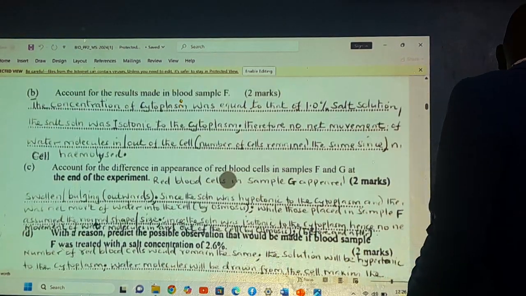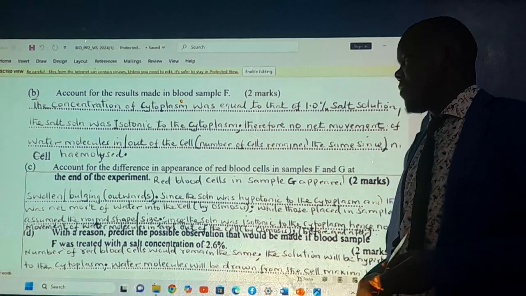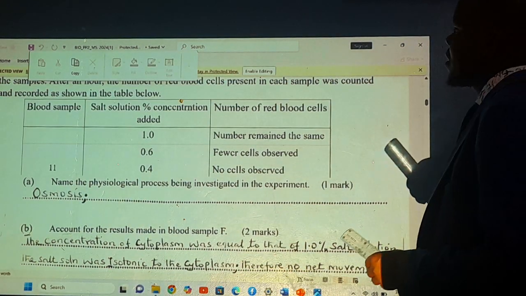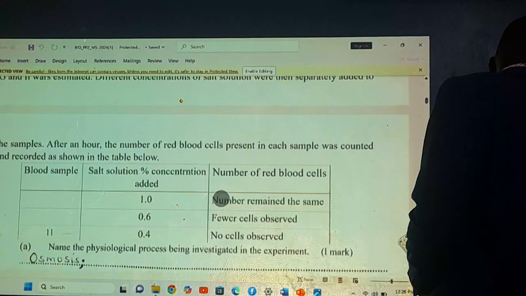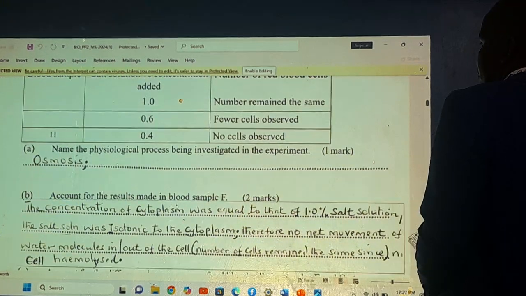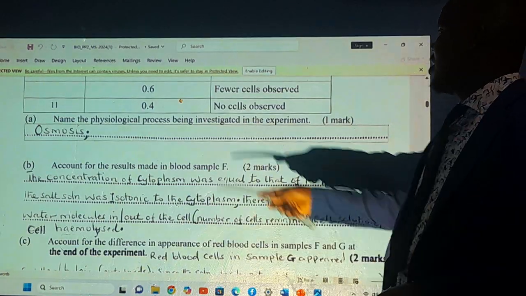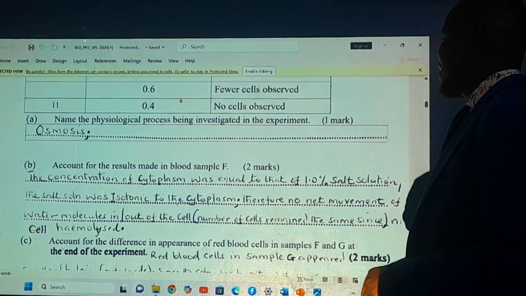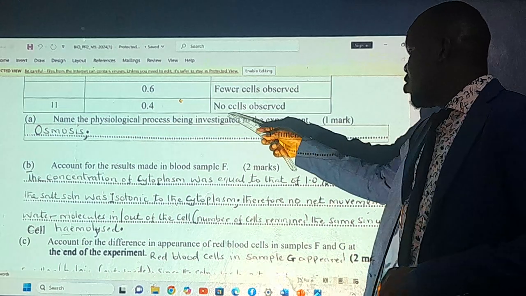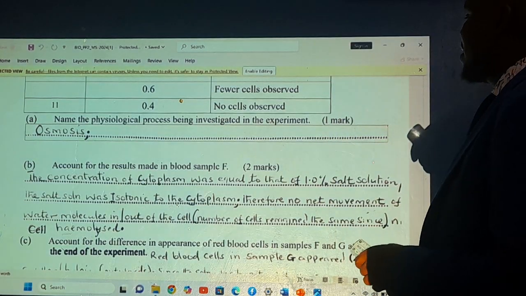Then we are accounting for the results made in blood sample F. When you check, which was the first blood sample? We say the first one was blood sample F, then G and H. So the sample at 0.6 is the second one. What happens? We speak about fewer cells observed, and at the lower concentration no cells were observed. Then we account for the blood in sample F.